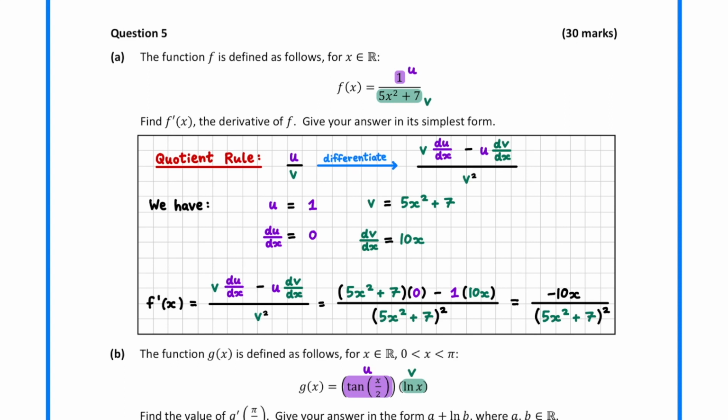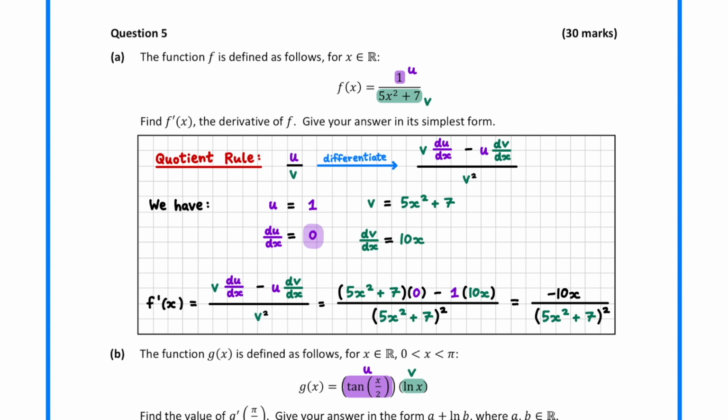In question 5a, we need to differentiate a function which is expressed as a fraction. This requires the quotient rule. We let u be equal to the numerator, which is 1, and we let v be equal to the denominator, which is 5x squared plus 7.